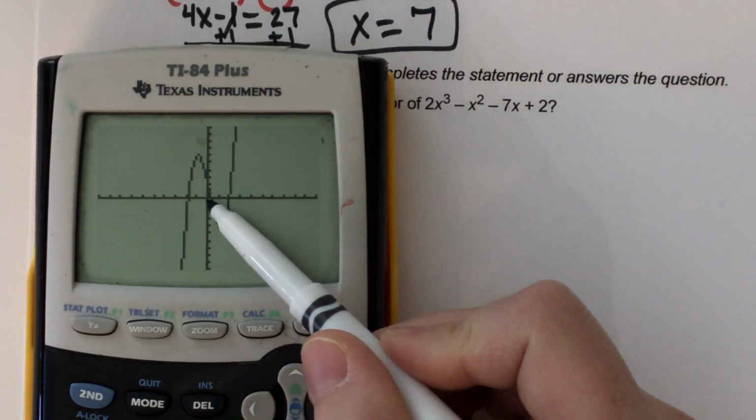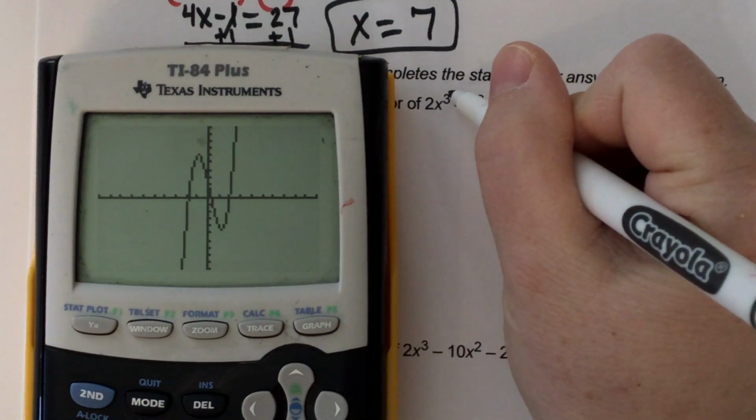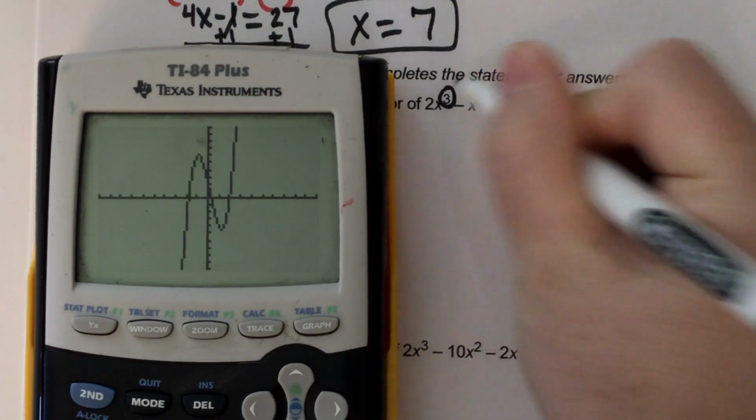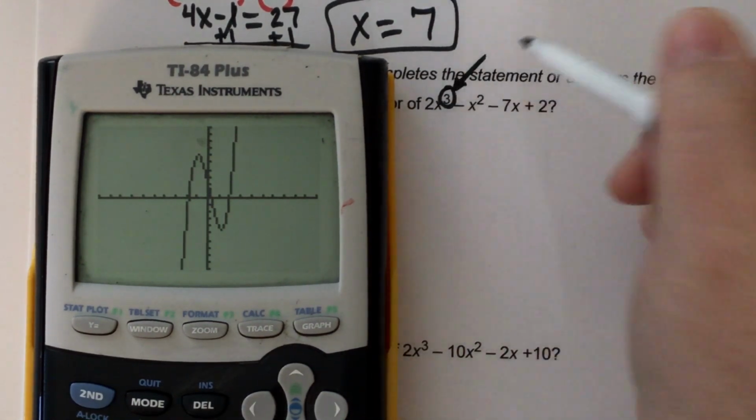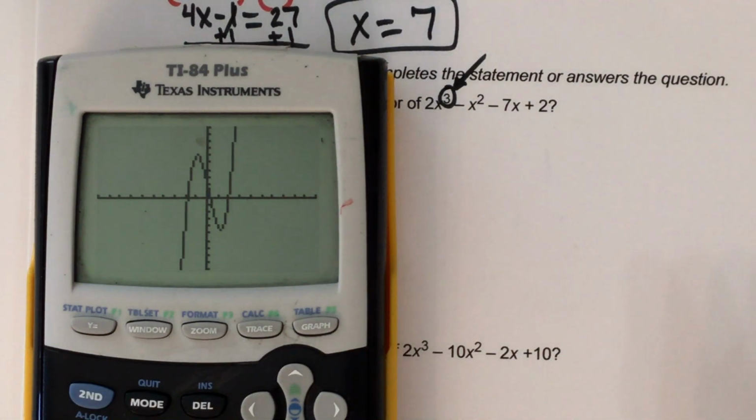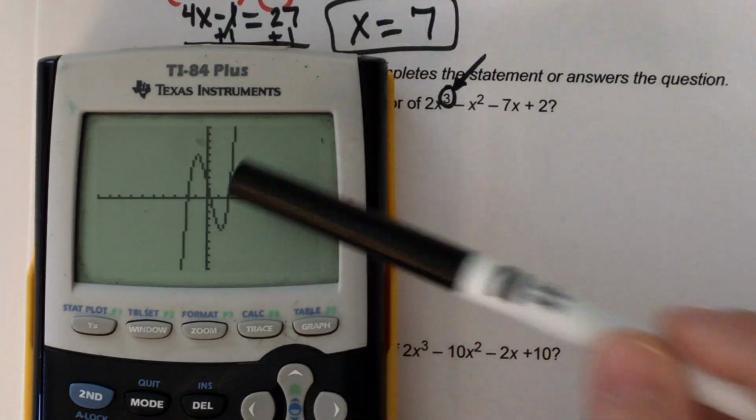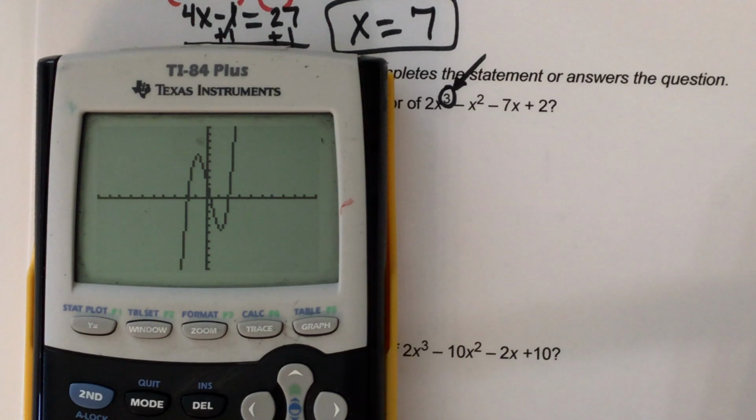So it touches 3 times, so there's 3 real zeros, and there's only supposed to be 3 total answers, as is. So that means none of them are imaginary. Since it touches 3 times, there's 3 real zeros. Now that doesn't mean that they're integers, good-looking numbers. They could be decimals or fractions or square roots.